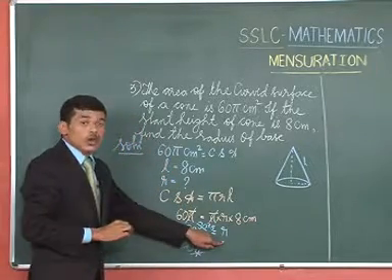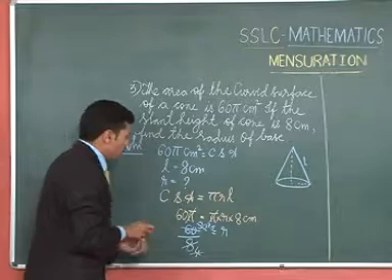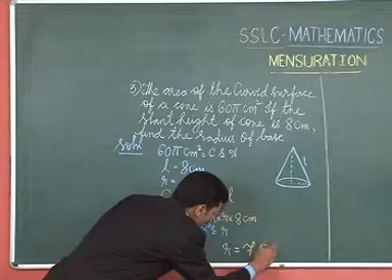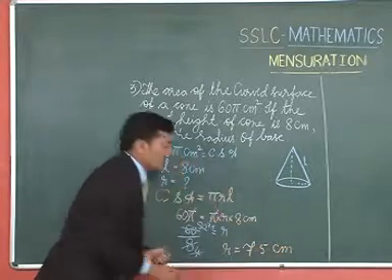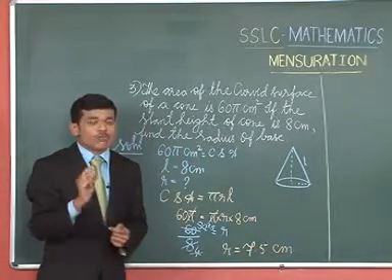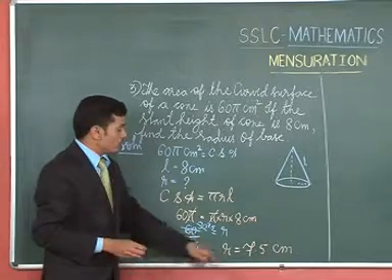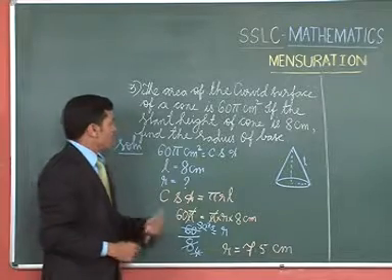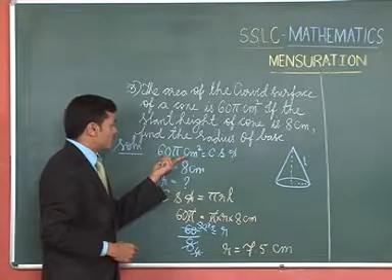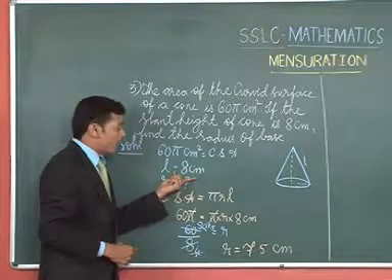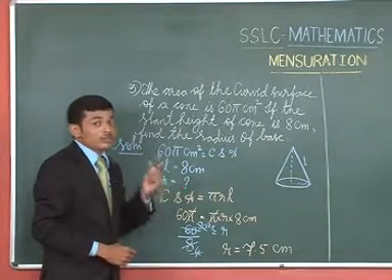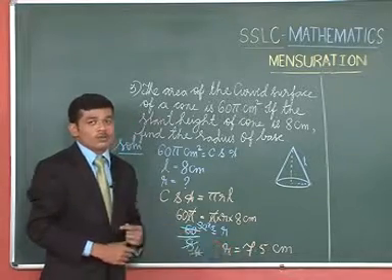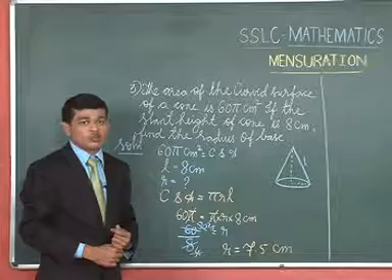So the radius of the given cone is 7.5 centimeter. Without the unit, your answer is incomplete. So don't forget to mention the units. So the answer for this question is: the radius of the base, with the given CSA equal to 60 pi centimeter square and the slant height equal to 8 centimeter, should be equal to 7.5 centimeter. This is the answer for this problem.